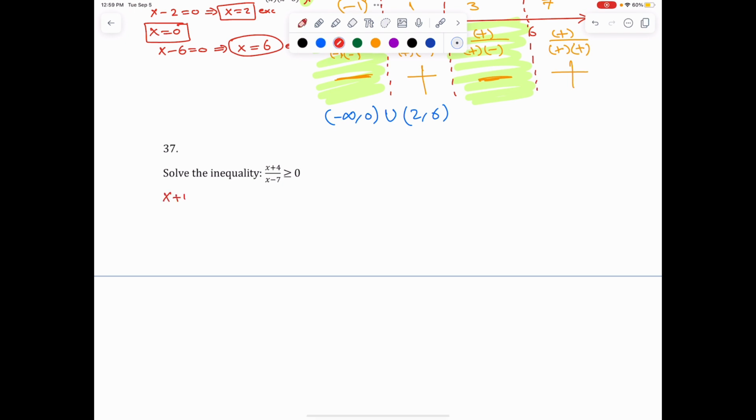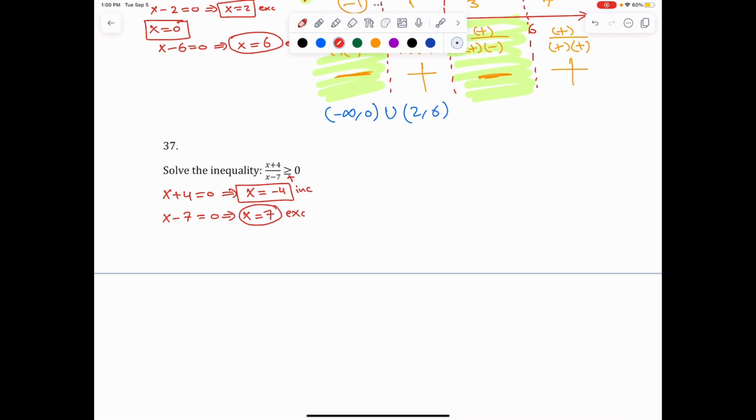x plus 4 equals 0. This will lead to x is equal to -4, coming from the numerator, and it's included. x minus 7 equals 0. That will lead to x equals 7, and it's excluded because it comes from the denominator. The first one is included because of the equal sign.